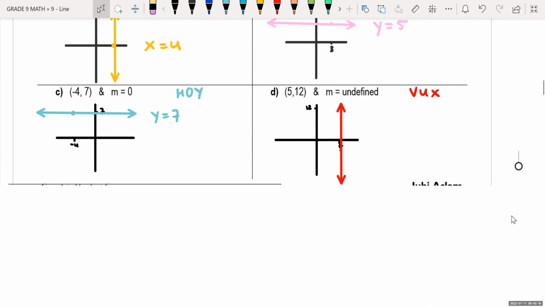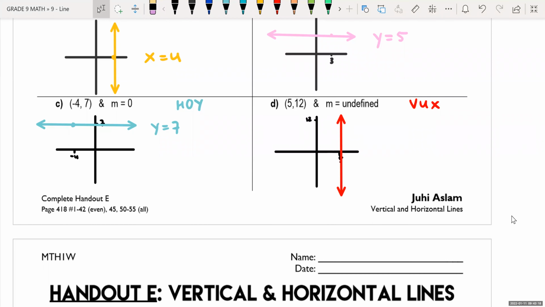All right, the last one. Anyone want to tell me what the answer would be? Yep, VUX. So vertical line, undefined slope. It's going through the x-axis. I kind of covered up what number it's going through, but what do you guys think the equation is? Abraham, you got it right. It's going to be x is equal to 5. Good job. Okay, lots of good practice with vertical and horizontal lines.